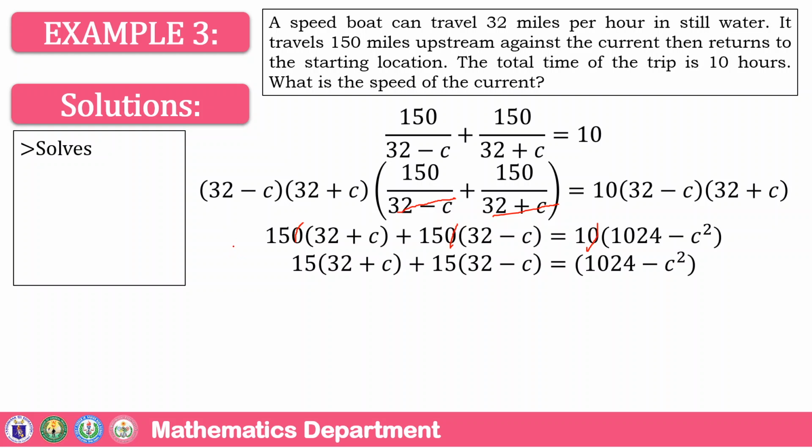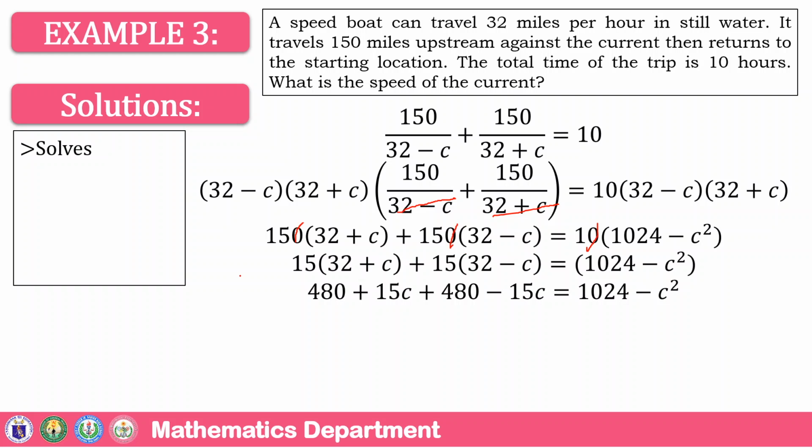So, proceed tayo. Multiply natin yung mga term outside the parenthesis doon sa dalawang term inside the parenthesis. So, 15 times 32, we have 480. Then 15 times c, so we have 15c. So, plus 480, that is from 15 times 32. And then 15 minus c times negative c, so meron tayong negative 15c. Copy lang natin yung terms at the right of the equals.